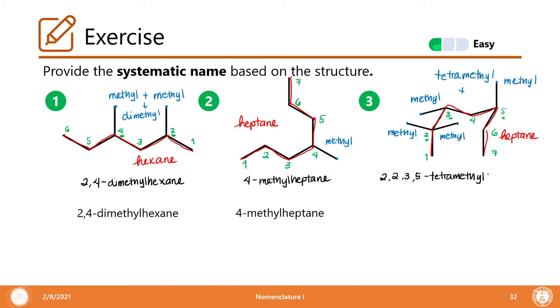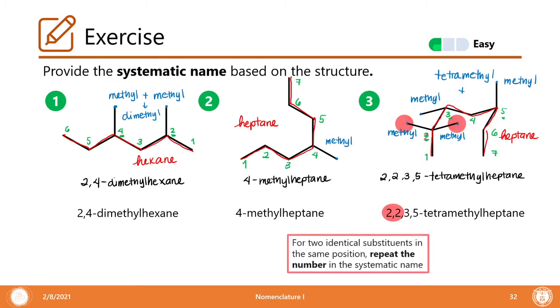Okay, then our parent name, heptane. Okay, so let's confirm that. 2,2,3,5-tetramethylheptane. Okay, so that's for our branched alkane. So again, for two identical substituents in the same position, repeat the number in the systematic name.